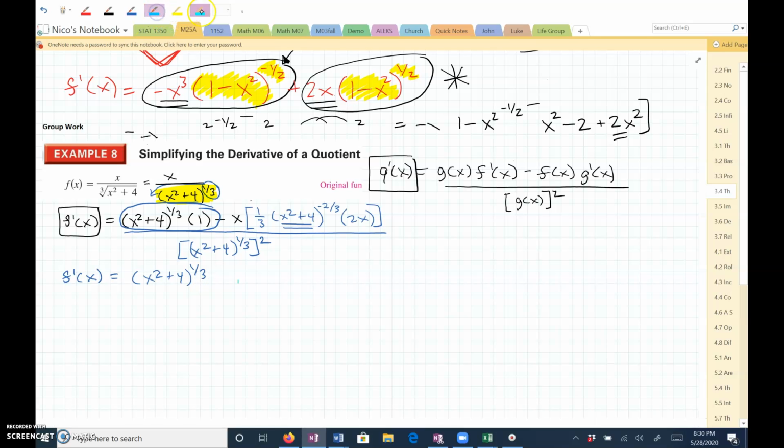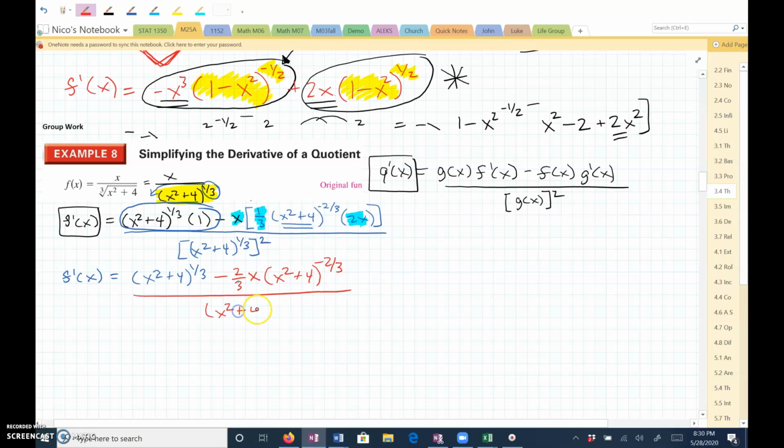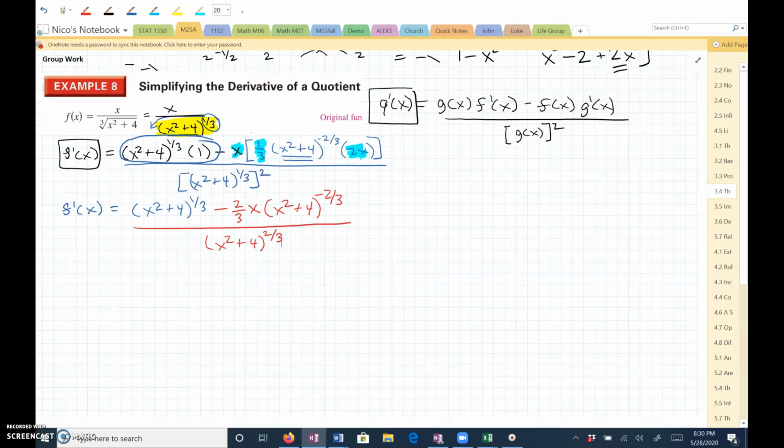Then notice we've got x times 1/3 times 2x, so let's do that first. Got this minus sign, so minus 2/3 x times x squared plus 4 to the negative 2/3 power, divided by, okay, so if you take 1/3 and square that, that is going to be 2/3. Okay. So let's see.